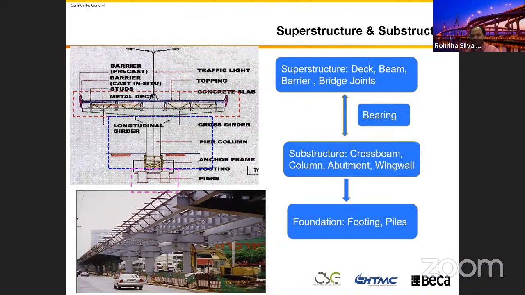And of course, the foundation, pile caps and piles, every engineer knows about it. I think you have been involved in designing many of those things, even columns, beams, decks, slabs. It's not a problem.